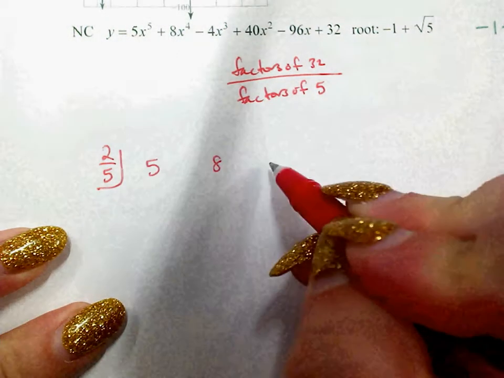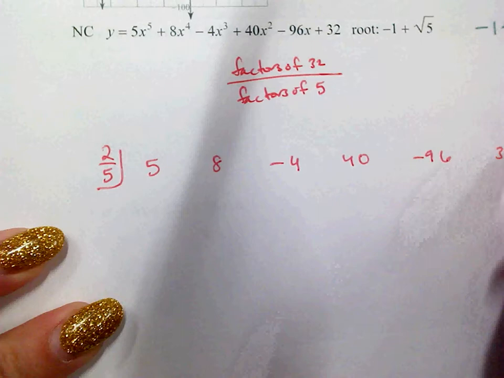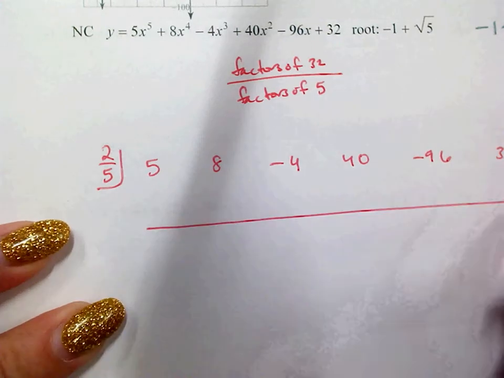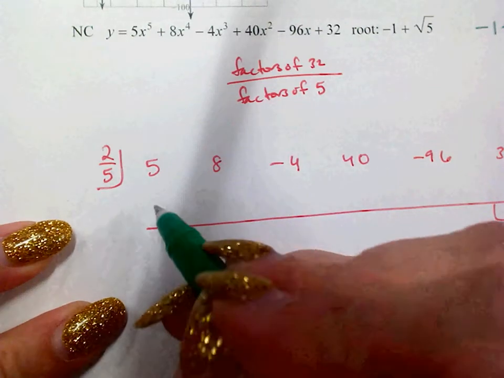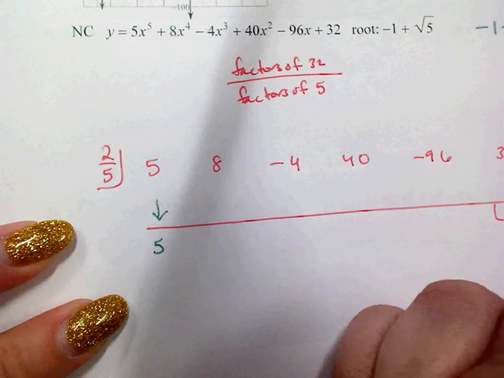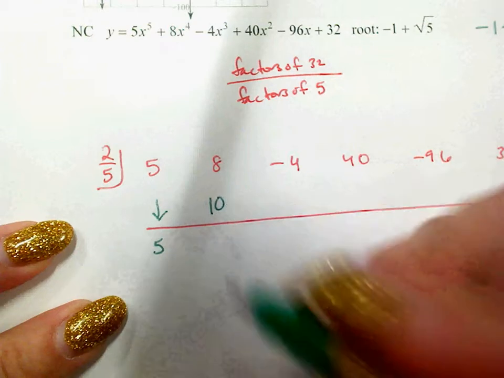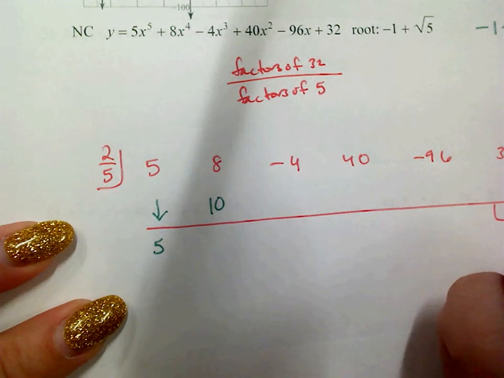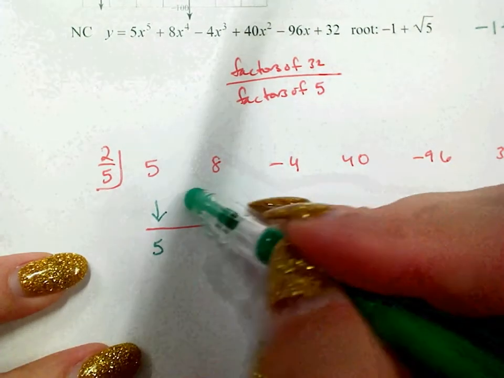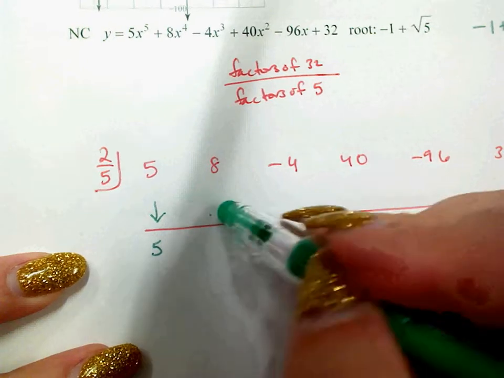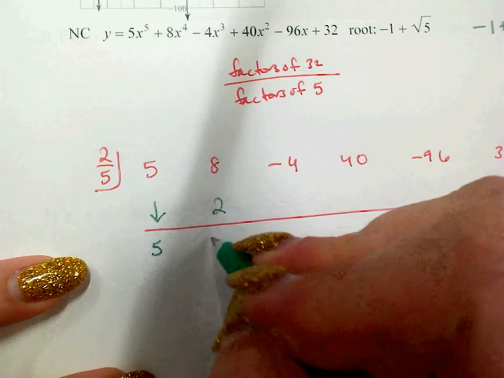I try to leave myself some space because I am going to do the irrational ones in a second. So we drop the 5. I always divide and then multiply. 5 divided by 5 is 1, times 2 is 2. 10 divided by 5 is 2, and 2 times 2 is 4. That adds up to 0. That's kind of nice. Anything times 0 is 0.